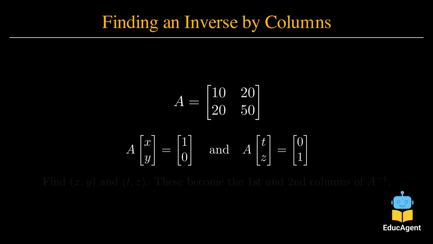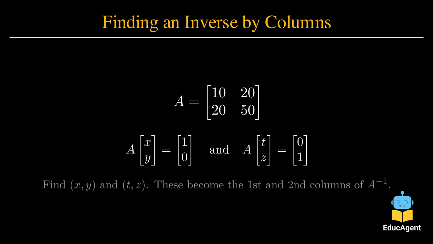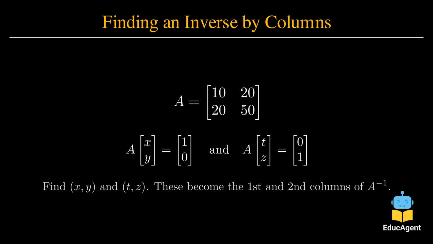Here's the problem we'll solve today. Solve for the first column, x, y, and the second column, t, z, of A inverse, for A equals the 2x2 matrix with entries 10, 20, 20, 50, by solving the two systems A times x, y equals 1, 0, and A times t, z equals 0, 1.